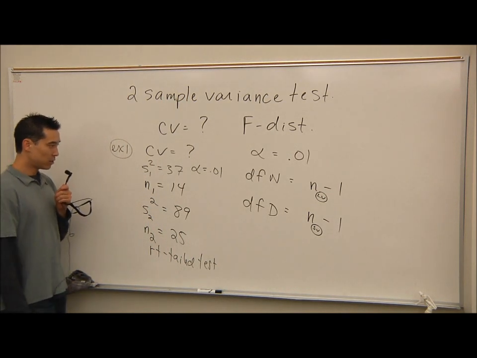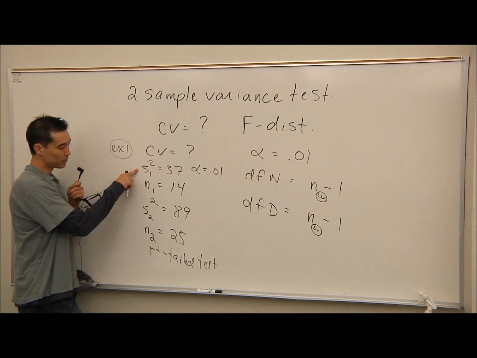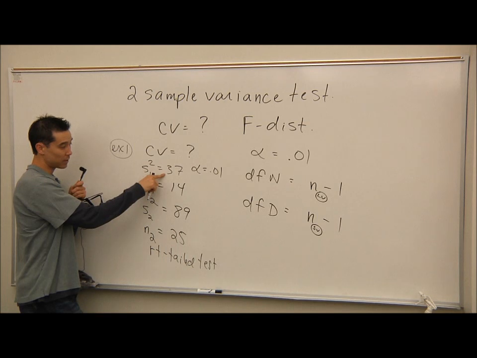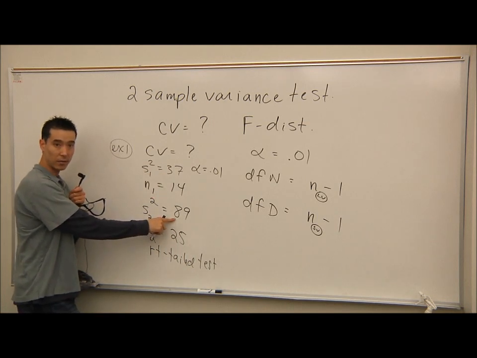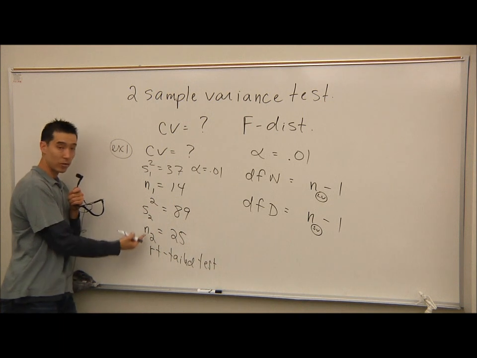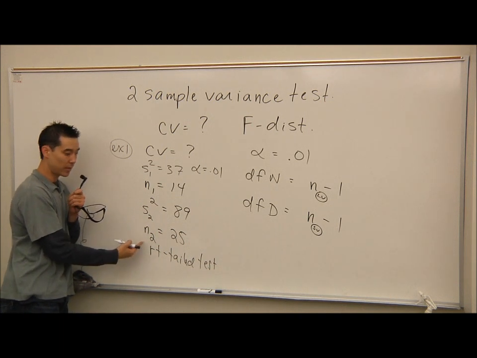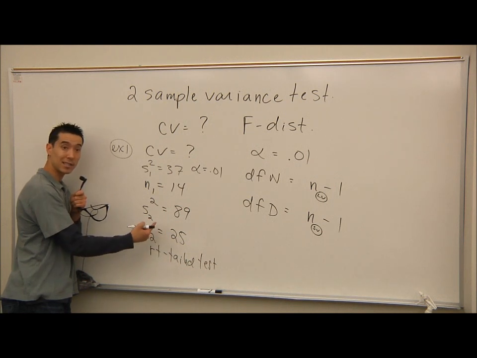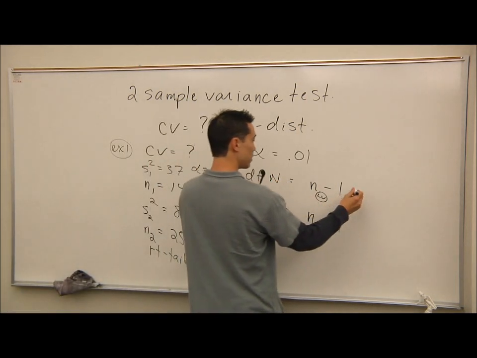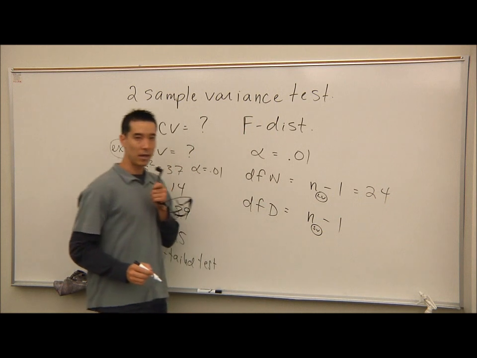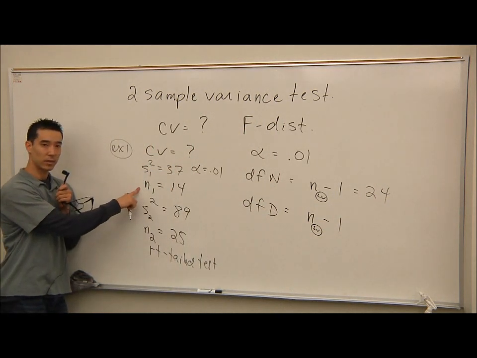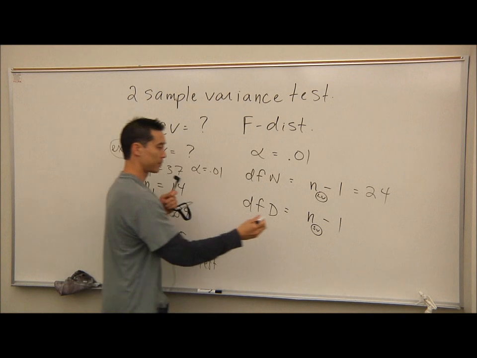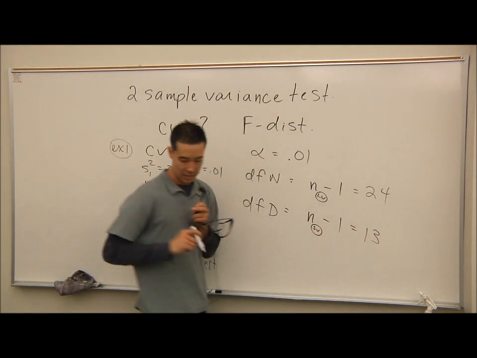Then the next thing I have to do is I have one sample, so these guys are together, right? S1 and N1. One sample has a variance of 37, and one sample has a variance of 89, okay? So the larger variance sample, according to this labeling, is N2, okay? And that is 25. So my degrees of freedom for the numerator is going to be 24 because this is the sample that had the larger variance. Does everybody see that? So I'm going to do 0.01. This is going to be 24. And then degrees of freedom for the denominator is going to be this one. 14 minus 1 is 13.